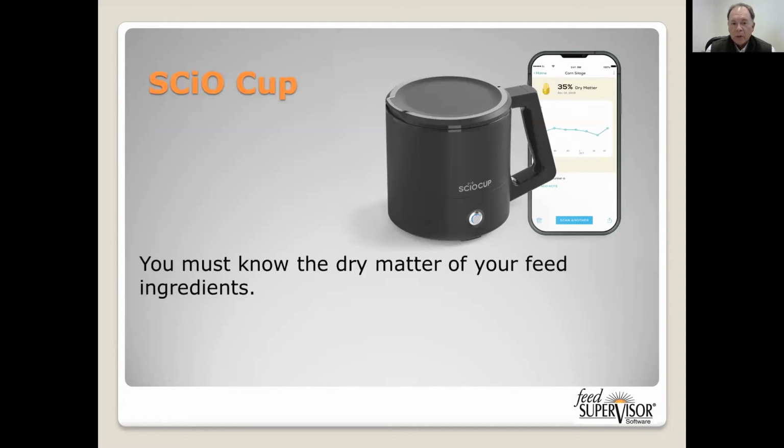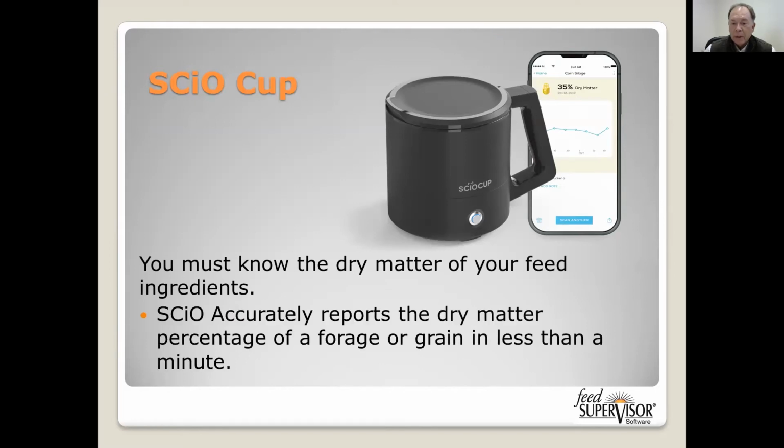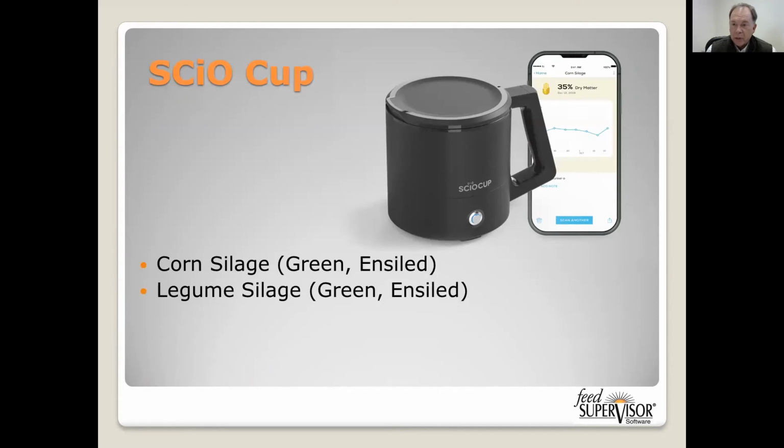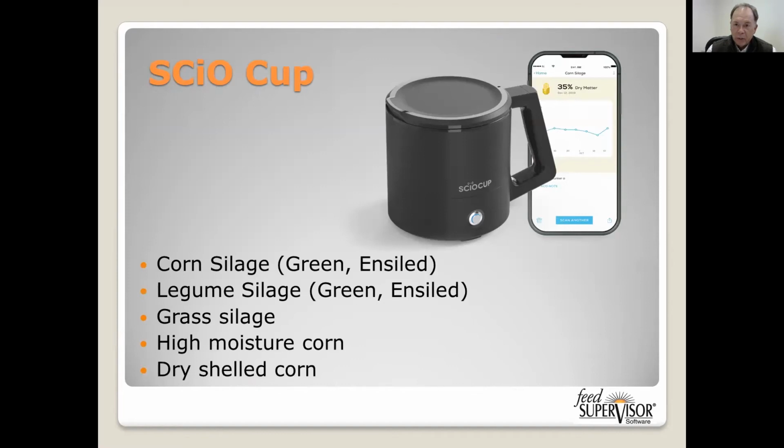SIO-Cup allows us to know the percent dry matter of our feed ingredients in less than a minute. We can analyze corn silage, both green and ensiled, legume silage, both green and ensiled, grass silage, high moisture corn, and dry shell corn. This really narrows the gaps of being able to quickly monitor percent dry matter and really increases the accuracy of dry matter intakes and then feed efficiency.